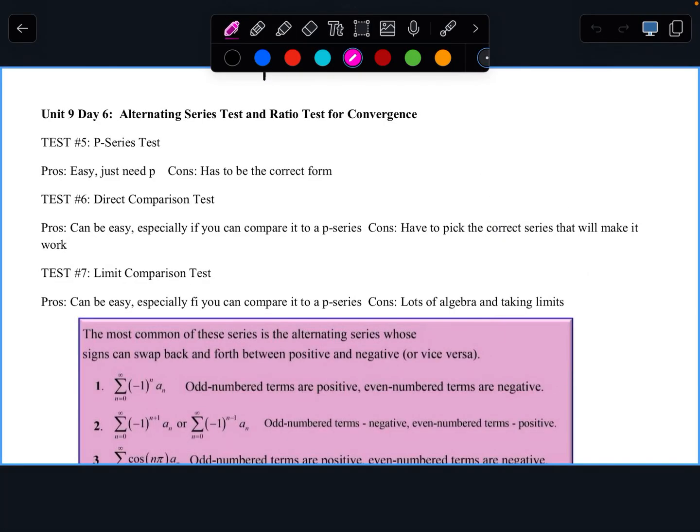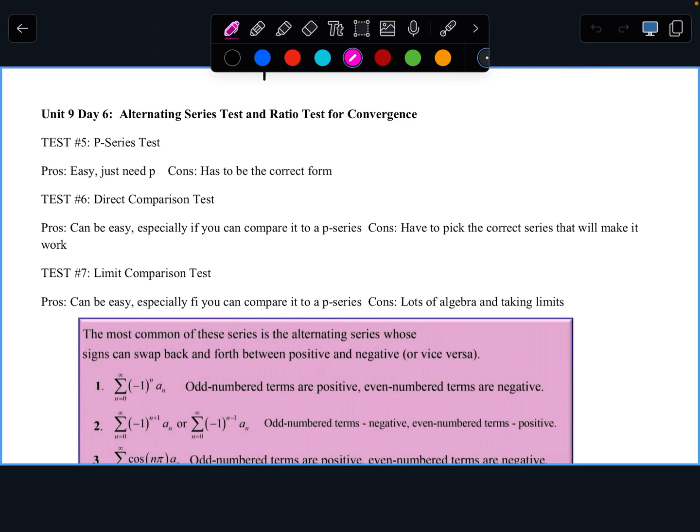So the P-series test, hopefully you didn't find it too crazy. You just need your P, and it has to be in the correct form. Direct comparison test can be easy if it's an easy series, not super complicated, especially when you compare it to a P-series. But then with direct comparison, you have to know which one's above and below. So sometimes that hurts the brain.